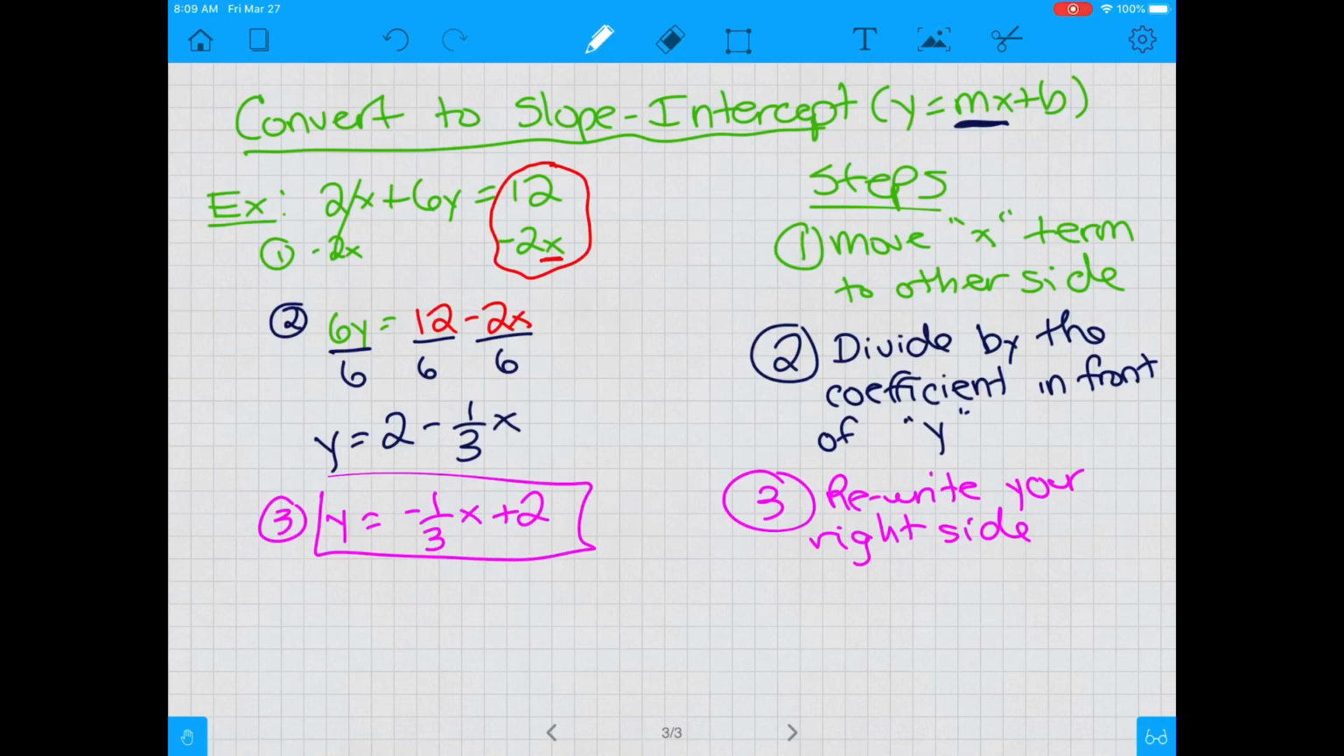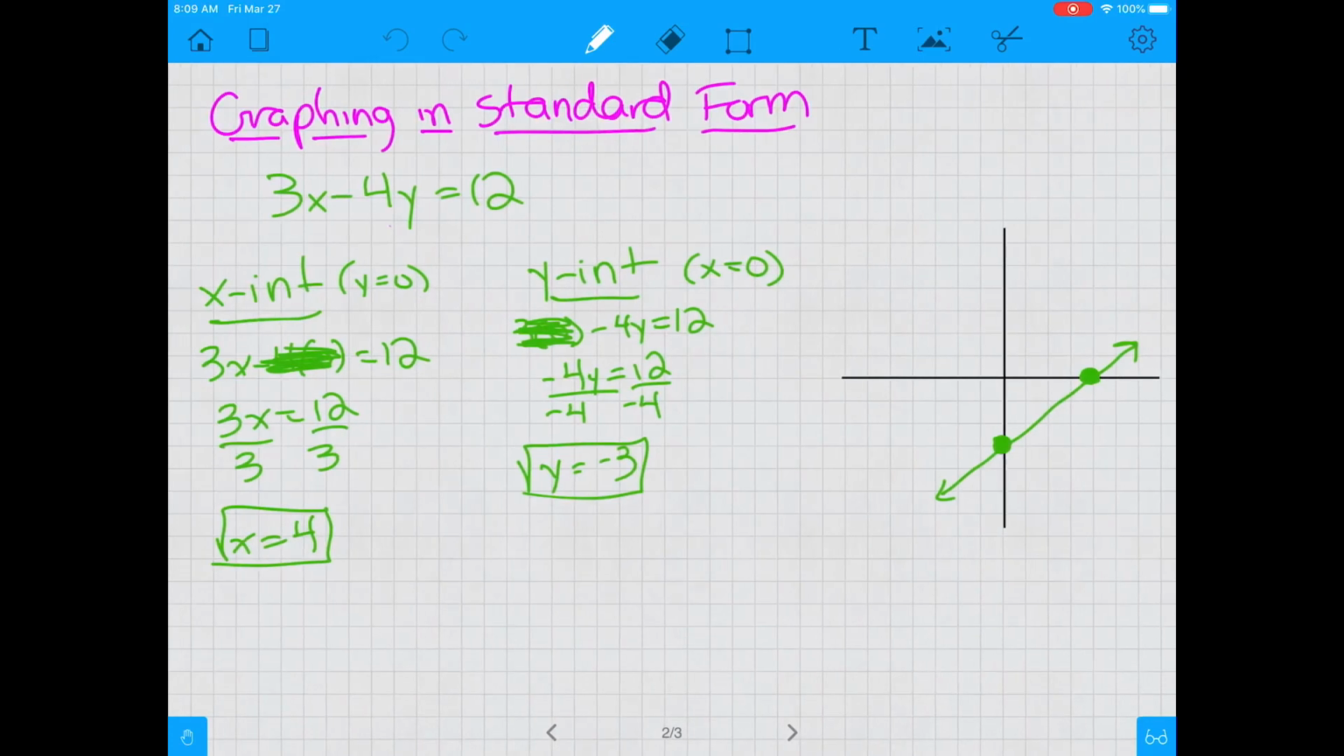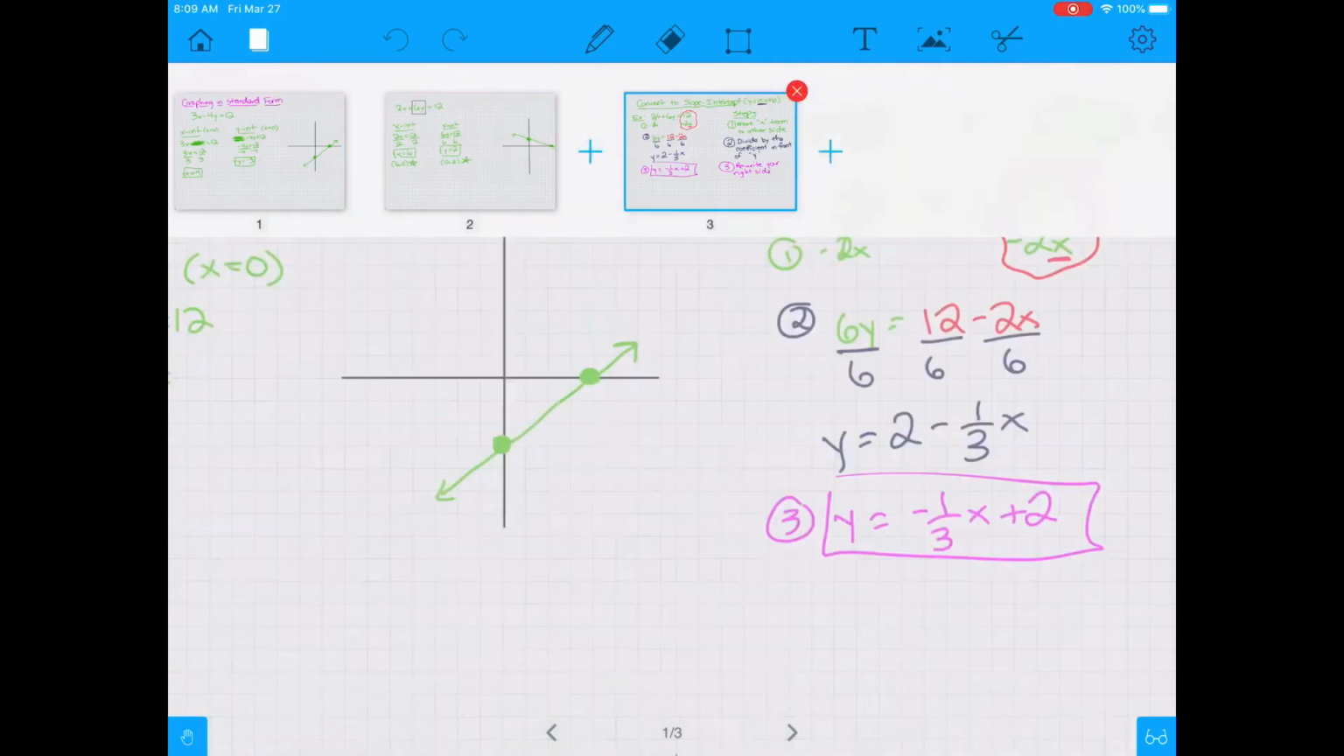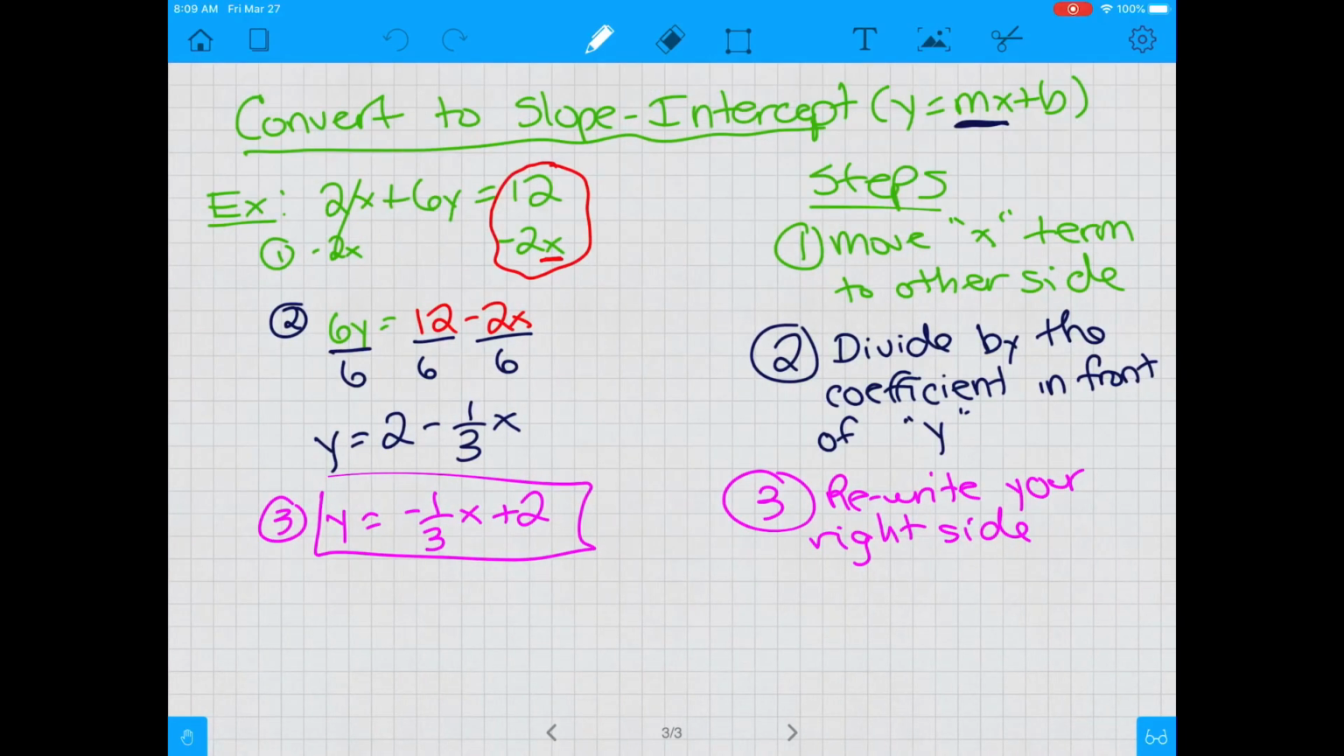Right. So I hope that was helpful. These are the two things we're going to expect you to be able to do. We're going to expect you to be able to graph in standard form, and we're going to expect you to be able to convert from standard form to slope intercept form.